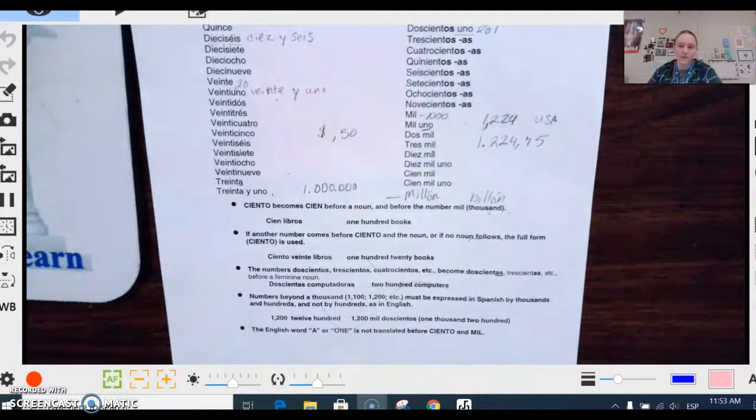Okay, I'm going to post some practice for numbers as well. Some of it is going to be you reading in English or reading in Spanish and writing out the number words. Some of it is going to be the opposite, where I give you the numbers and you have to write out the number words. Okay, if you have any questions about any of the numbers, please let me know.